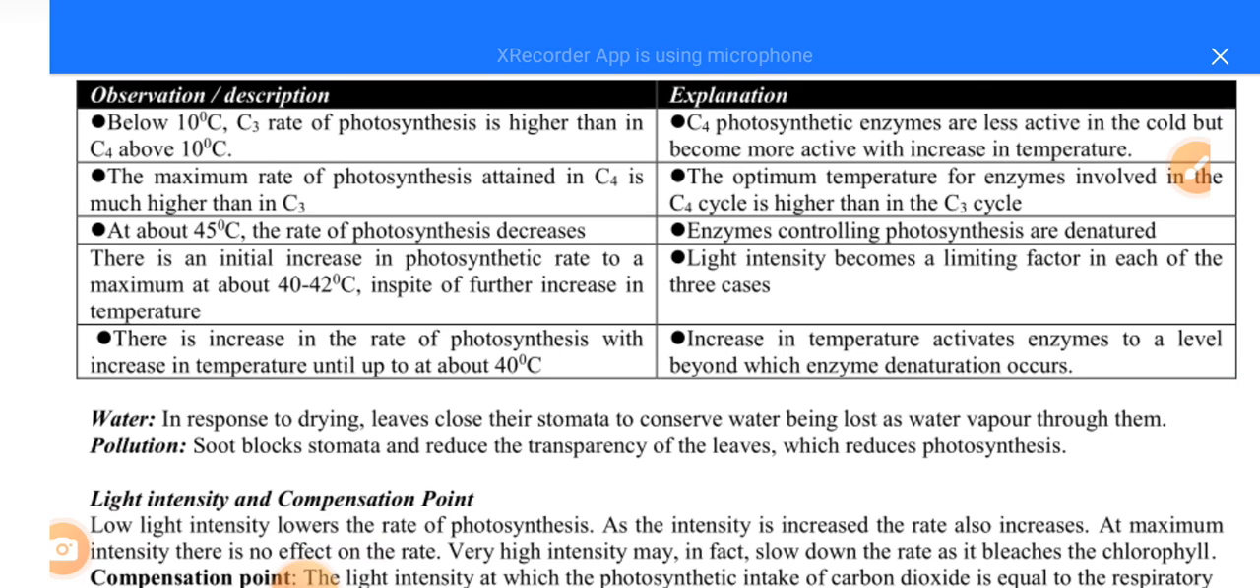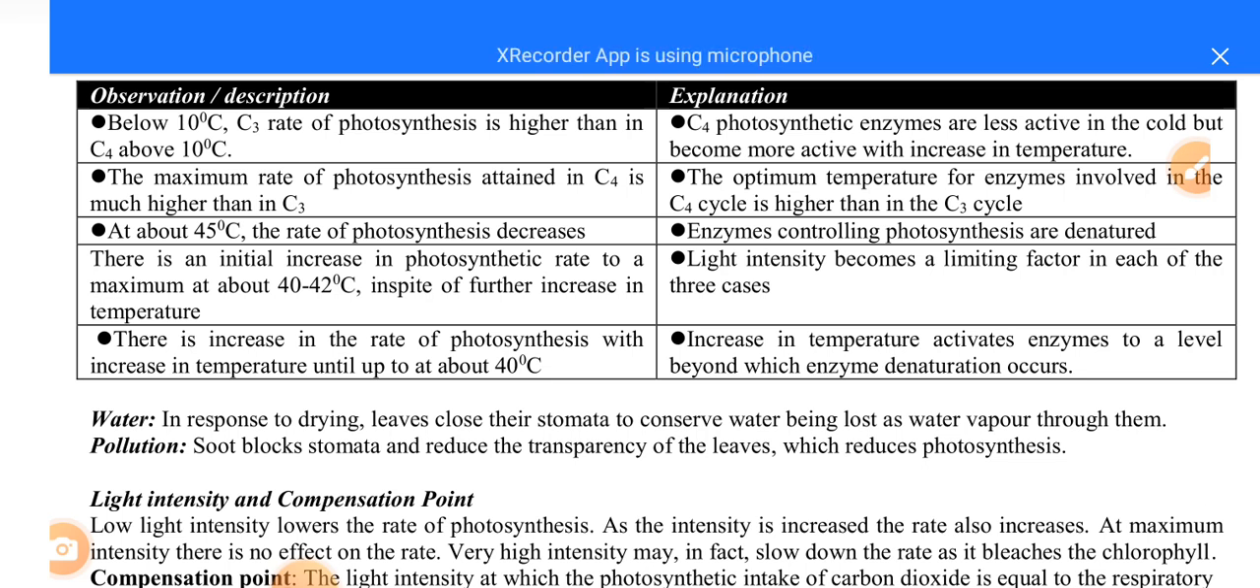So you have water as another factor. In response to drying, leaves close their stomata to conserve water being lost as water vapor through them. Then pollution also affects photosynthesis, in that it blocks the stomata and reduces the transparency of the leaves, which reduces photosynthesis.